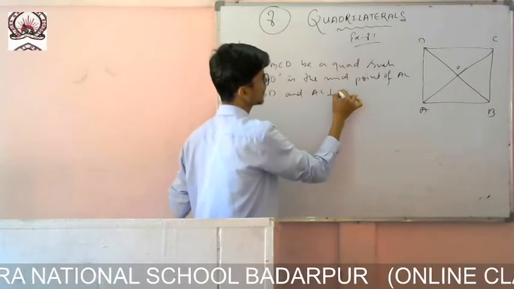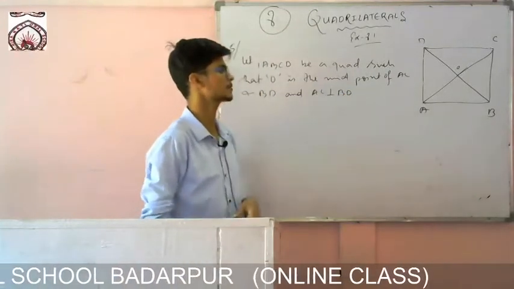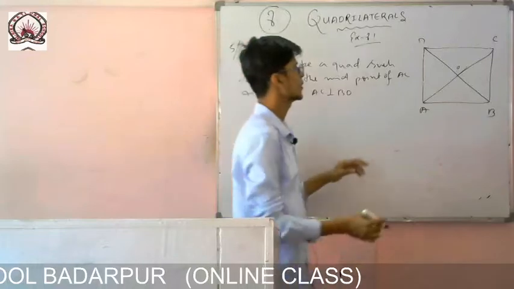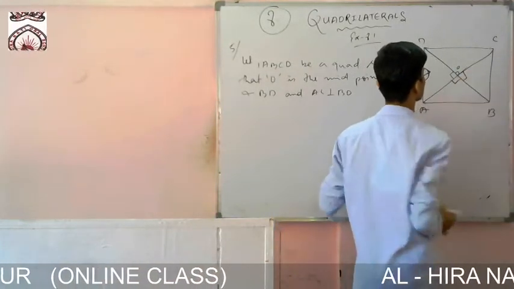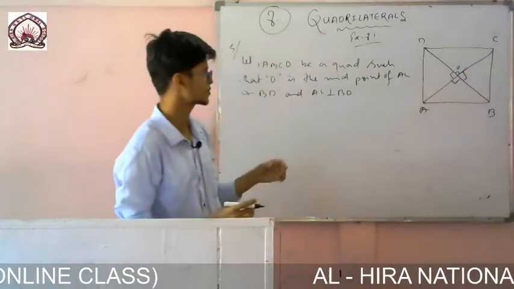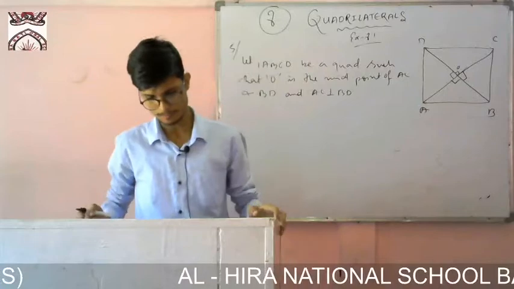AC is perpendicular to BD. You write it. That means it is perpendicular, each angle is equal to 90 degrees, and O is the midpoint, that means it bisects each and every one into equal parts. Okay, this diagonal is into equal parts and this diagonal also into equal parts.